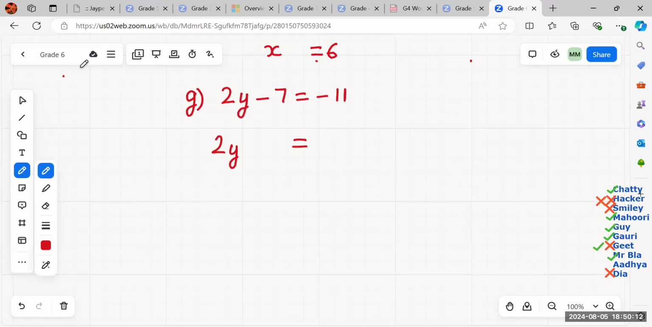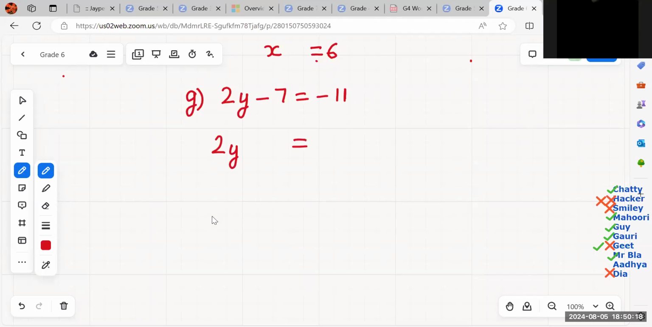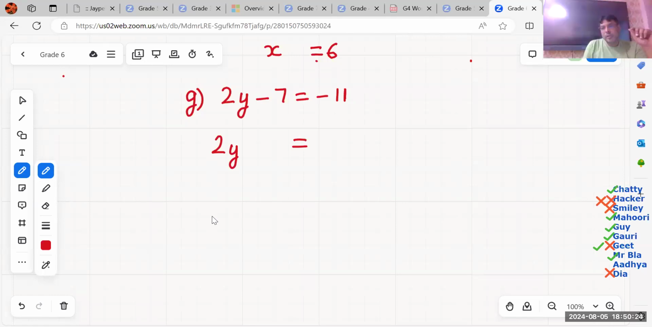Adya, camera on and send your answers. 2y will be equal to what? So Diya, your mistake was, beta, when minus 7 is transferred to the right side, minus becomes plus, plus becomes minus. Multiply becomes divide, divide becomes multiply. So what will it become? 7 minus 11.